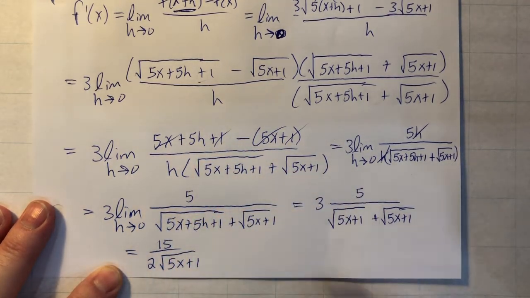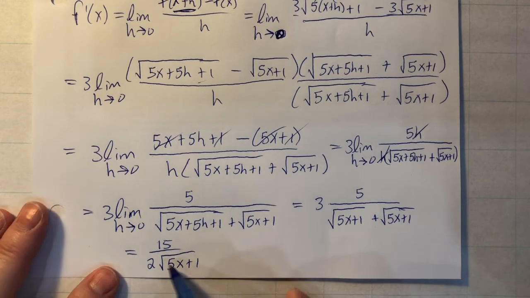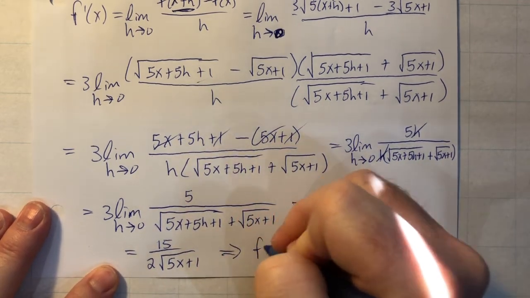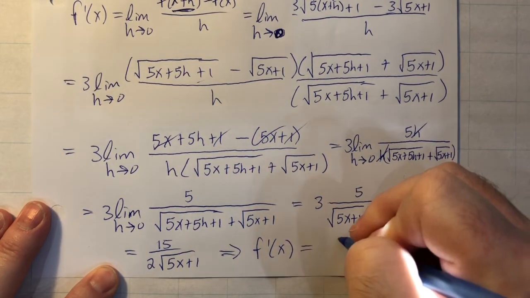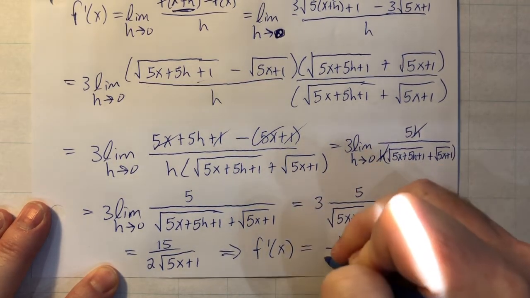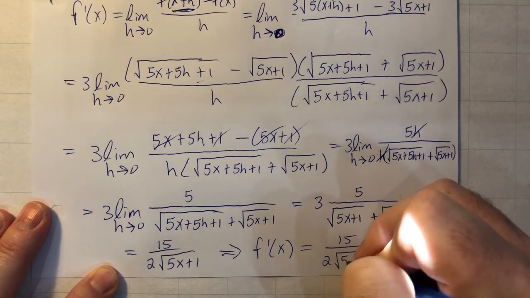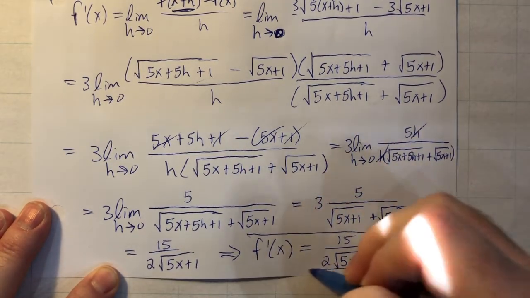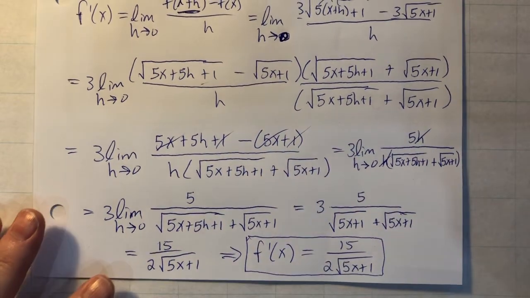So we're all the way done. We got rid of the h. This is going to be our derivative. So f prime of x equals 15 over 2 times the square root of 5x plus 1. That's a pretty messy one, but hopefully we got there okay.